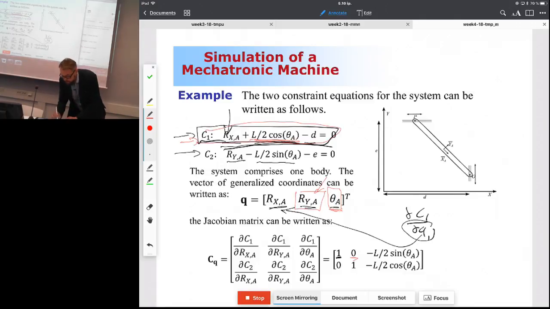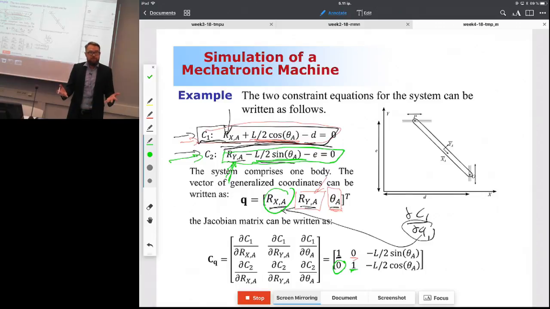Okay, next one. We're going to take this constraint equation and we will redo the whole thing. Very, very mechanical. No thinking. So we will take this equation and we will first differentiate that with respect to this one, the first generalized coordinate. What's going to be the solution? 0, because Ry is not mentioned in this equation. Rx is not mentioned in this equation. Then I differentiate that with respect to Ry. Here it is. So it's going to be 1. And then finally, with respect to angle theta, it's going to be minus L divided by 2 cosine theta. That's my Jacobian matrix.